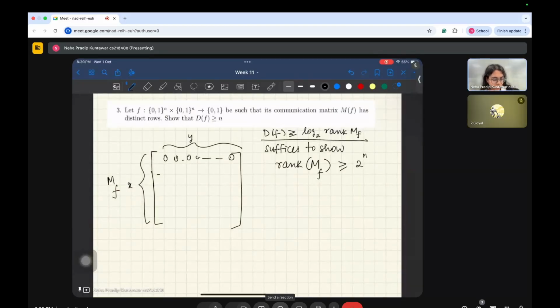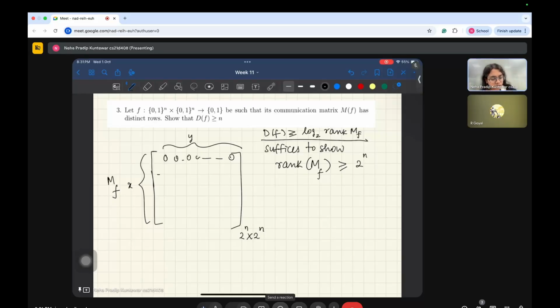If this is the case, then clearly in this matrix there would be 2 raised to the power n number of rows, and how many columns would there be? 2 raised to the power n number of columns. So if all the rows are independent of one another, then the rank would definitely be less than or equal to 2 raised to the power n, not greater than or equal to.